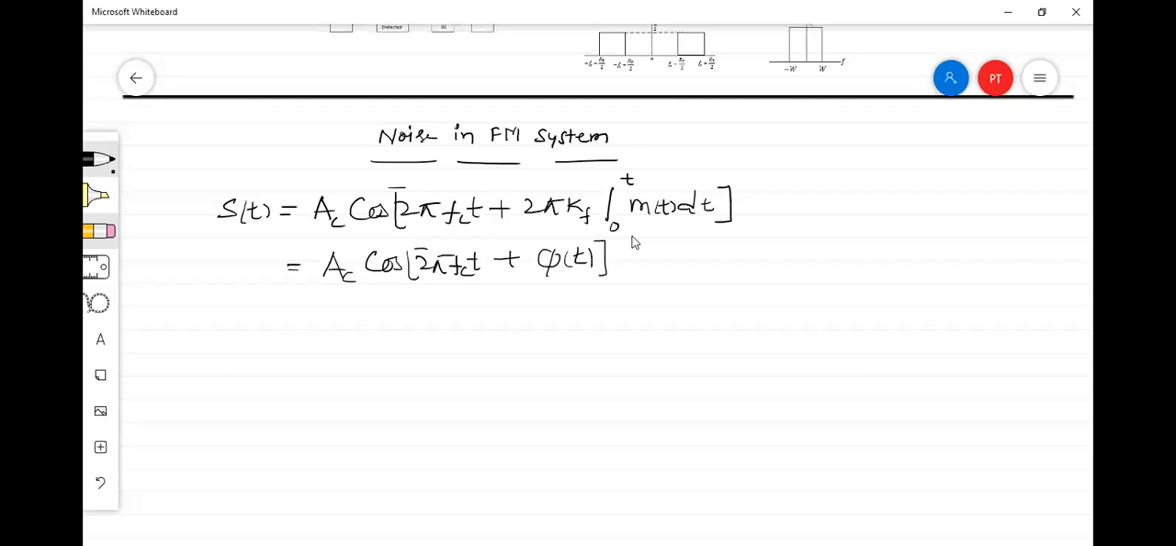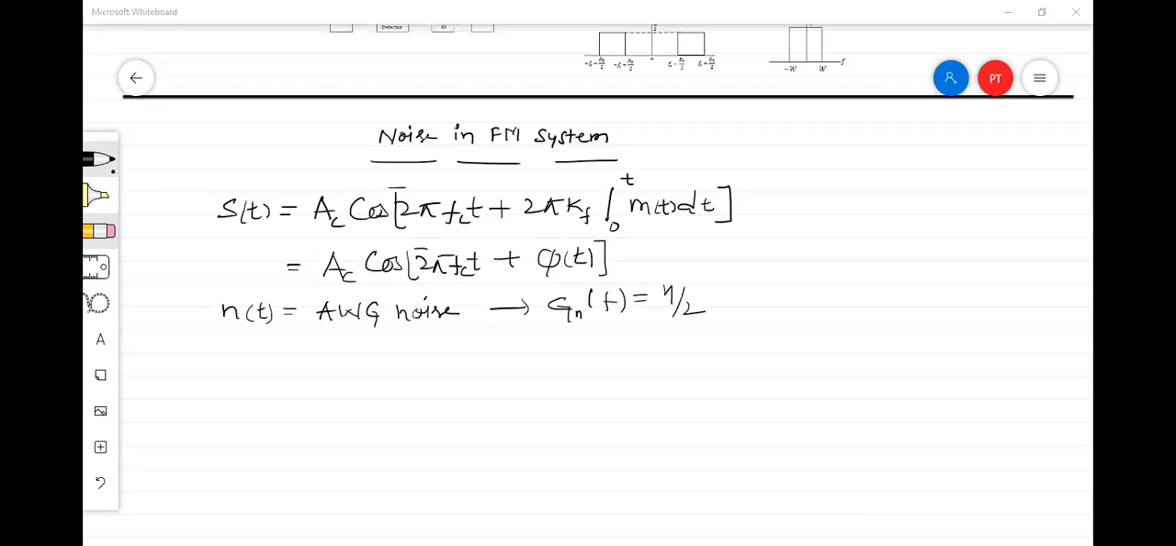Then what about the noise? The noise is white. Along with this FM signal, noise is also received at the input of an FM receiver, and that noise is as usual white noise, that is AWGN noise, whose power spectral density, because it is an important parameter, is equal to eta by 2. That is a constant, white.